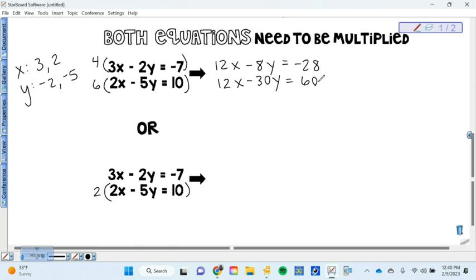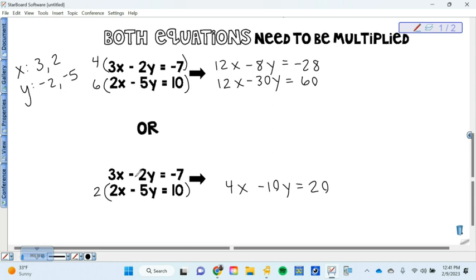Yeah, what's up? So basically, you're just trying to get the x's and the y's the same number. Yes, that's an option. Our goal for elimination is always to eliminate a variable. So you could do the y's too. Yeah. So Keisha said to multiply the bottom equation by 2. If we did that, we get 2 times 2x is 4x. 2 times -5y is -10y equals 2 times 10 is 20.